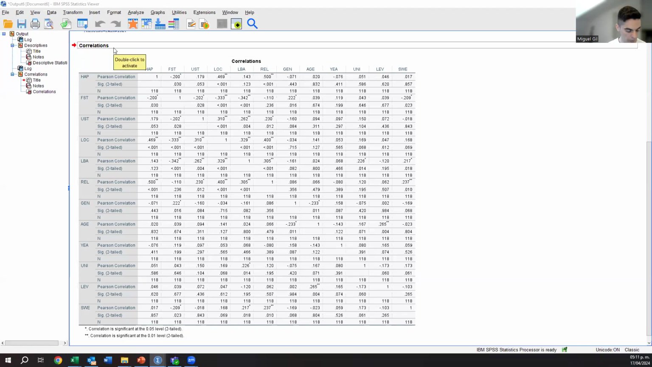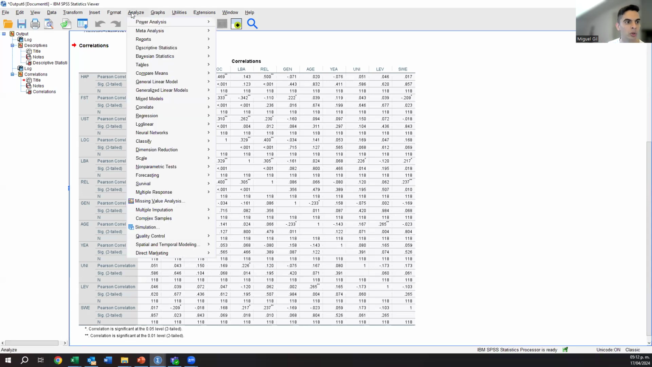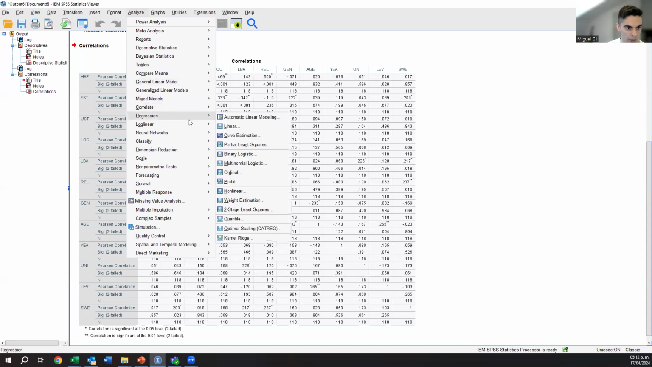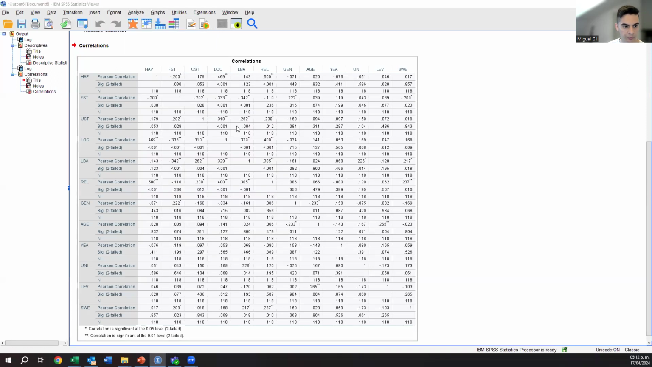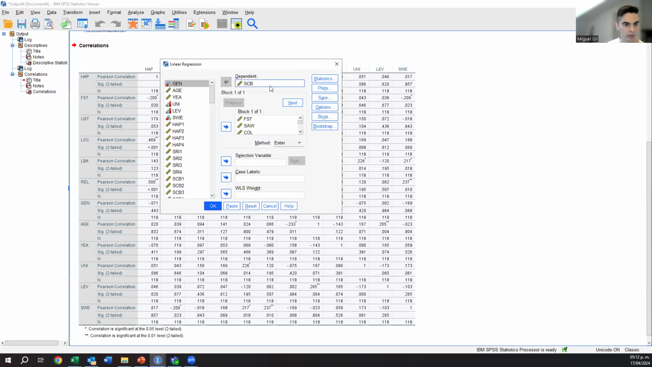Okay, so now that I forgot which number we are, is it number 5, I think, of workshop 3. But now that we are done with descriptive statistics and the correlations table, now we need to actually go to the regression model. To do that, you go to analyze, and then you go to regression, and then to linear. And you will get this table.